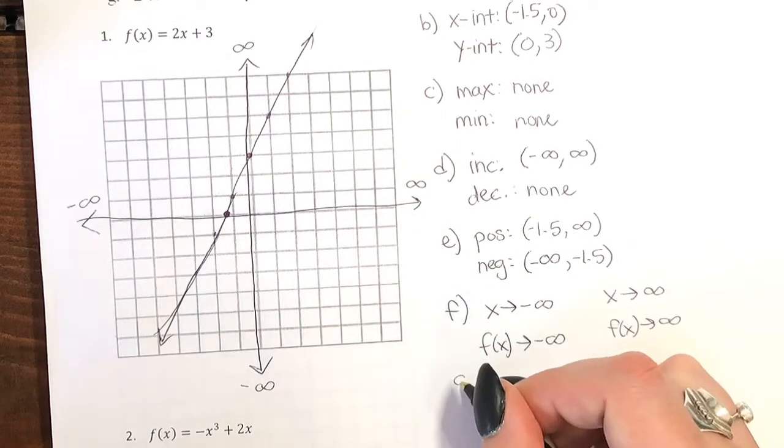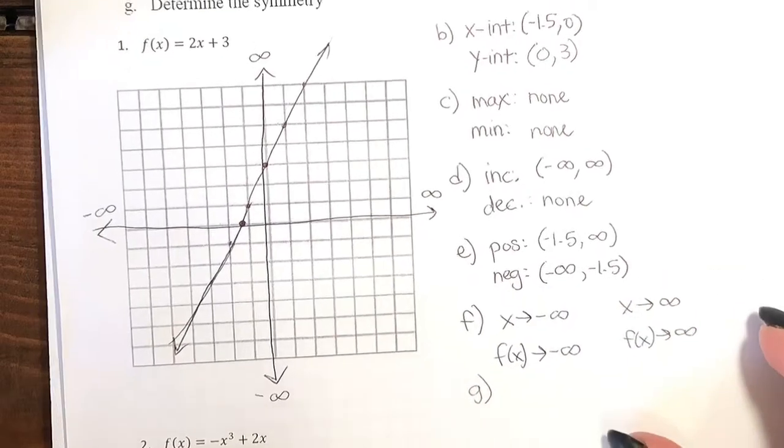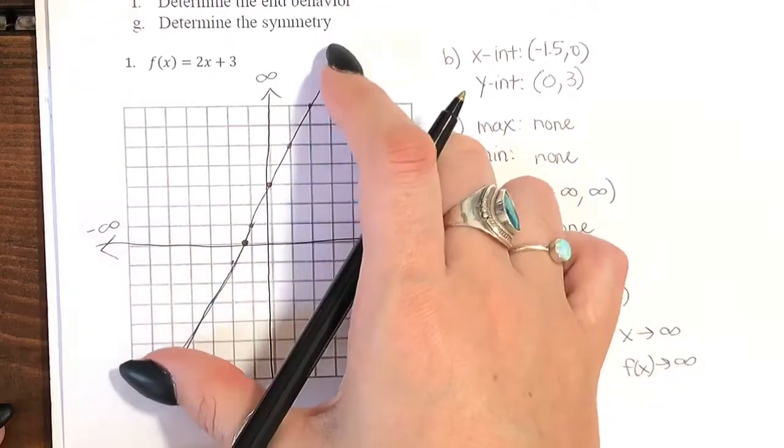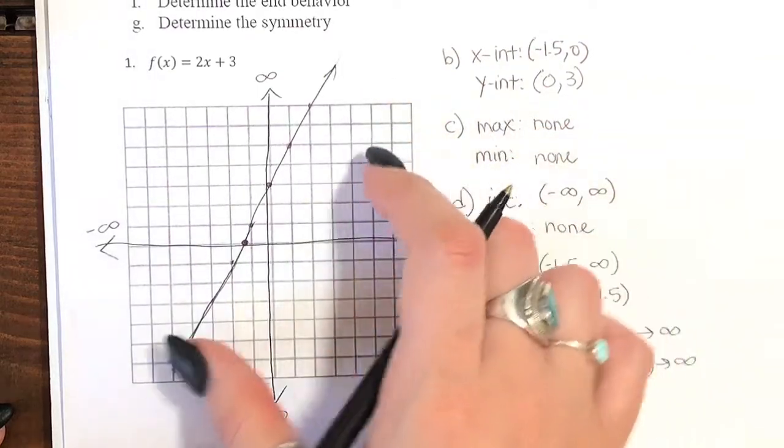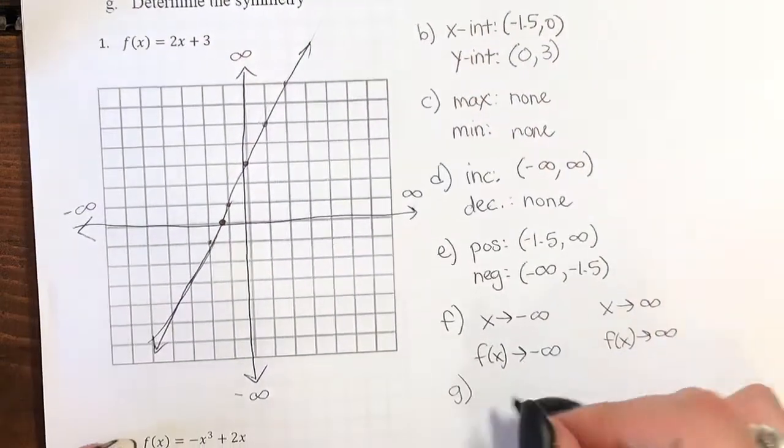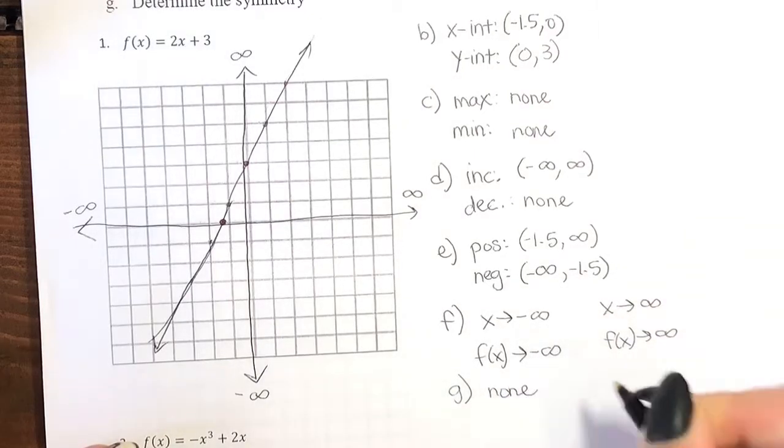And then G for symmetry. Remember, it's a very specific definition. Normally a line would be odd symmetry if it was going through the origin. But because this has been shifted, we're going to say none.